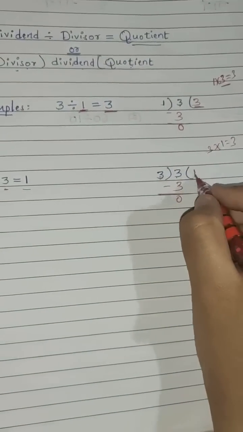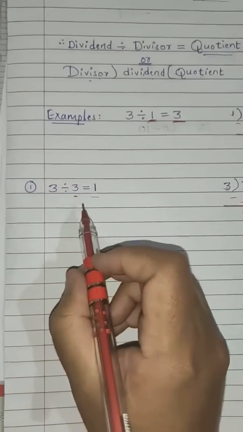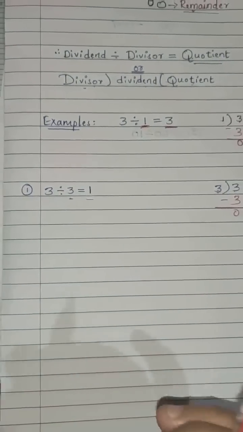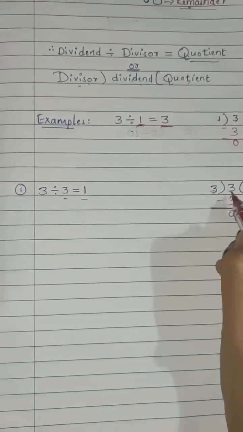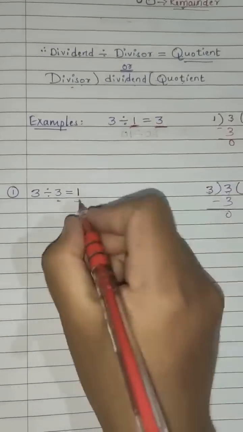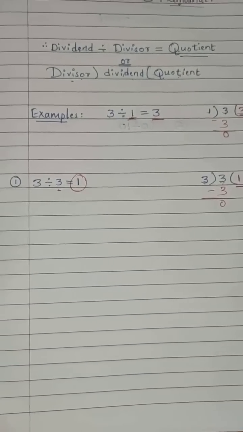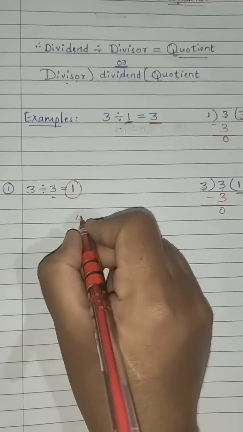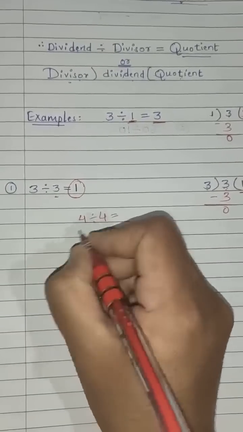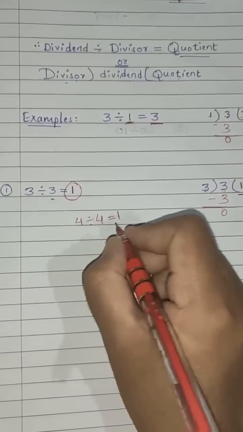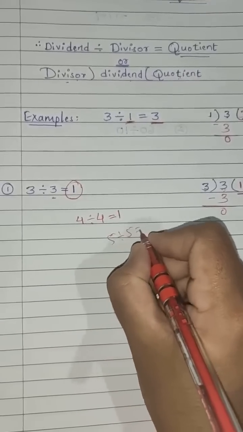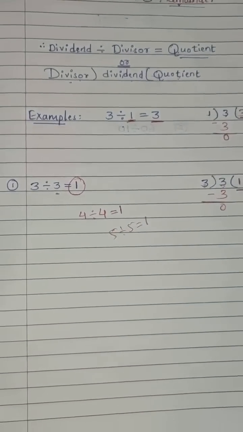So what is the answer here? Quotient 1. So what I said, any number except 0 divided by itself gives 1 as a quotient. Understood, children? Here is one more example. 4 divided by 4 is always 1 only. 5 divided by 5 is equal to 1 only.